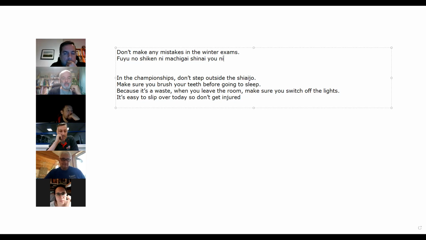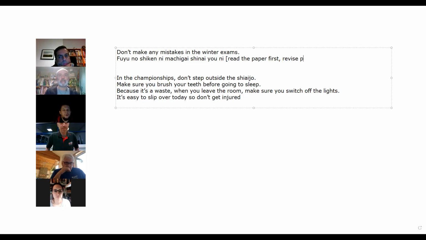Now, unspoken are some precautions that might be in here to help you to not make a mistake. So, for example, there could be a precaution like read the paper first, revise properly, take your time, etc. But these are all inferred in this sentence without actually saying them. It just means do whatever you have to do to not make a mistake in the winter exams.